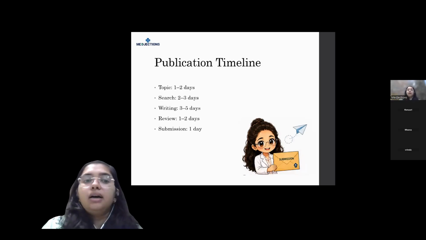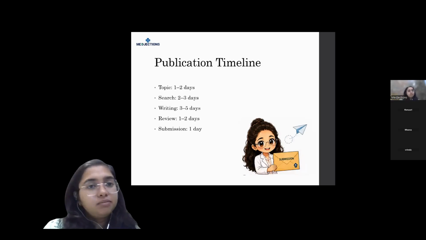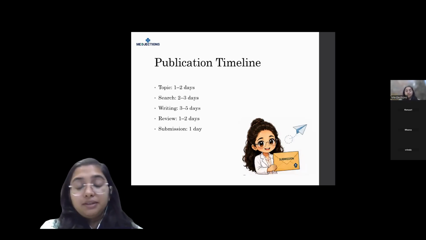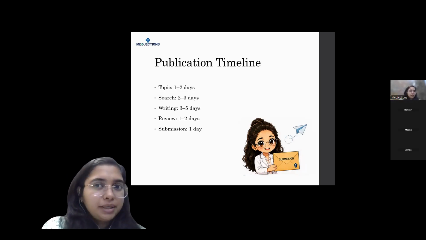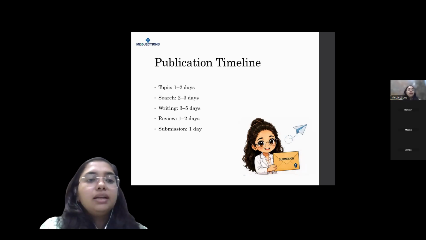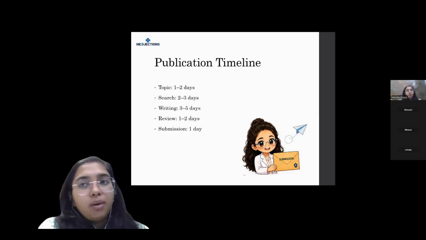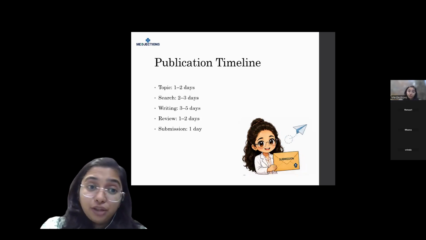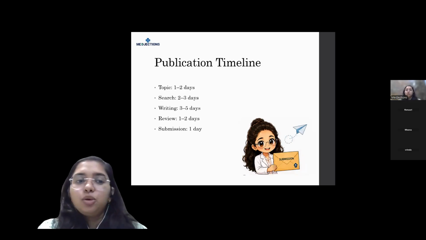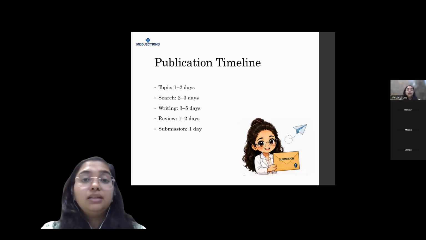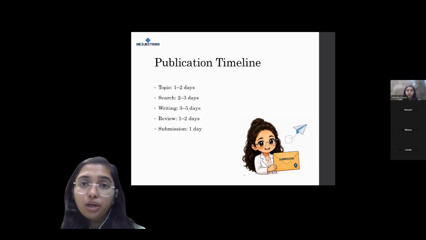Publication timeline. As I told, editorials are very competitive, and we have to write them on a fast process. Topic, 1 to 2 days, that is already decided. Then search. Normally it takes 2 to 3 days, but as I told, NotebookLM is going to save a lot of your time. And this is a new topic, so you will always get very few papers. So 1 day is more than enough for searching and using NotebookLM to conclude all your work and your notes.